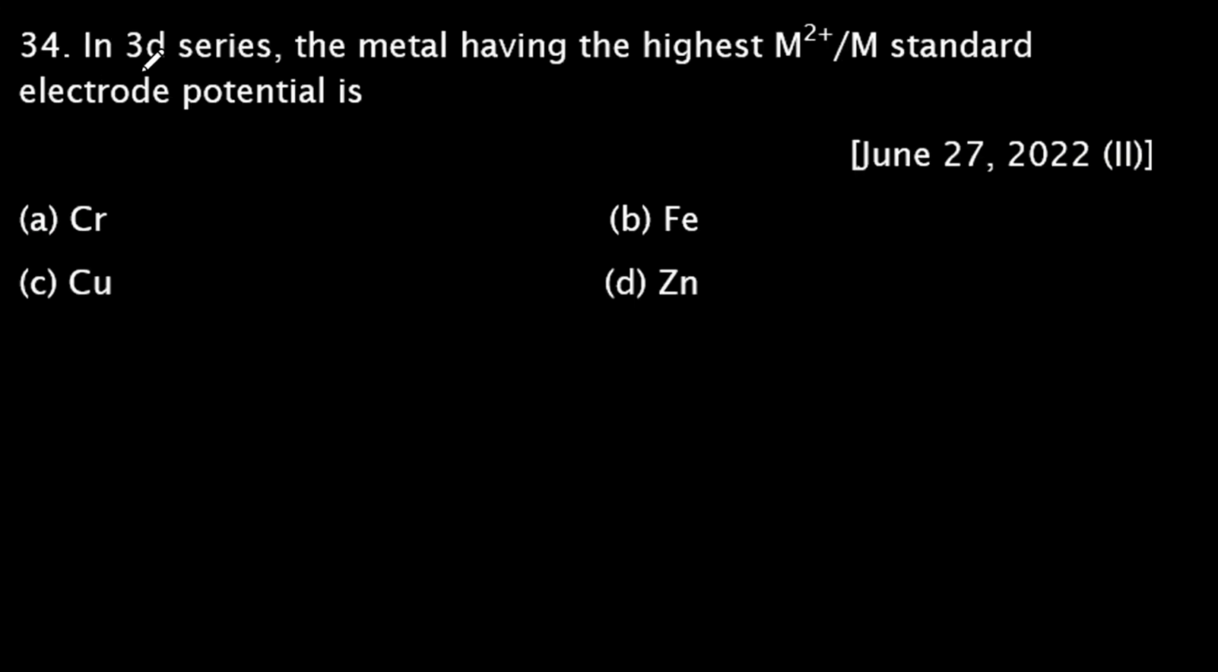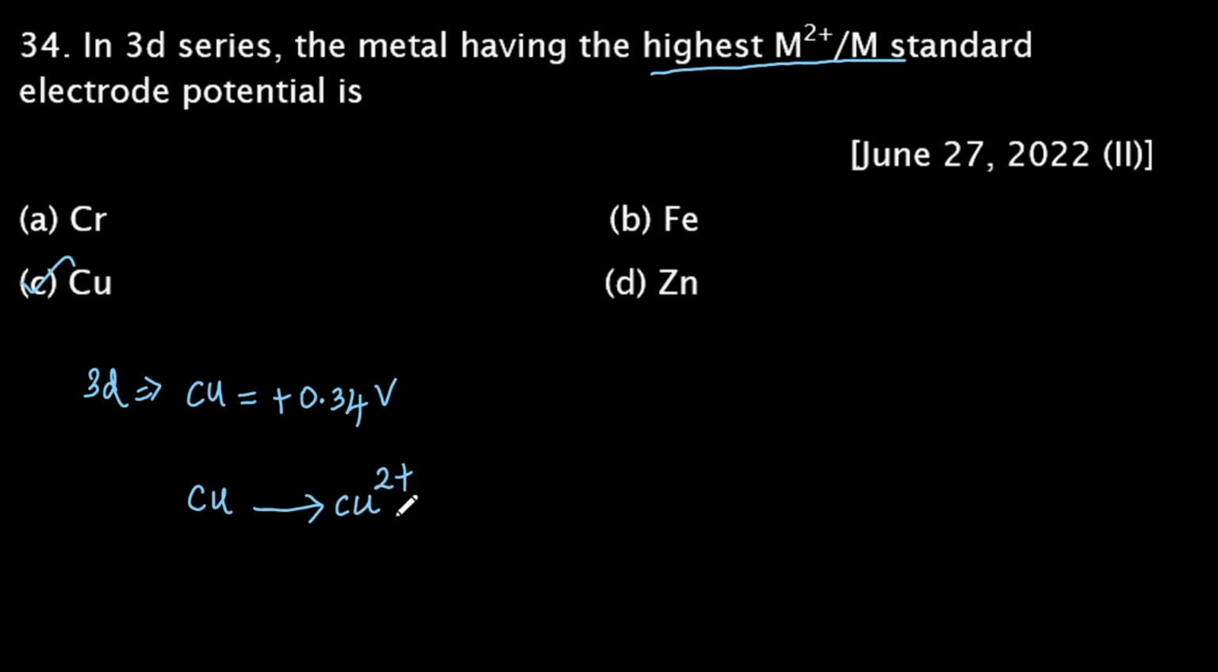The next question is: in the 3d series, the metal having the highest M2+/M standard electrode potential is. In the 3d series, we know that copper is the only element having a positive electrode potential value. So copper has the highest M2+/M standard electrode potential. And what is the reason for this? Copper has high enthalpy of atomization, and for the removal of 2 electrons from copper to form the Cu2+ species, a large amount of energy, that is high ionization energy, is required.